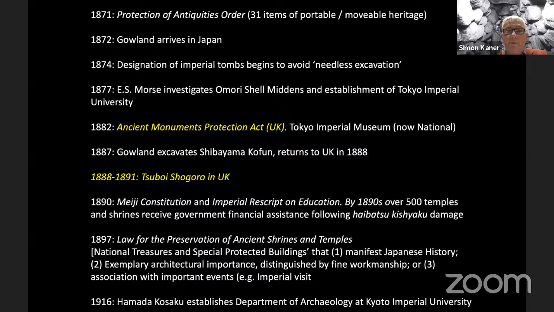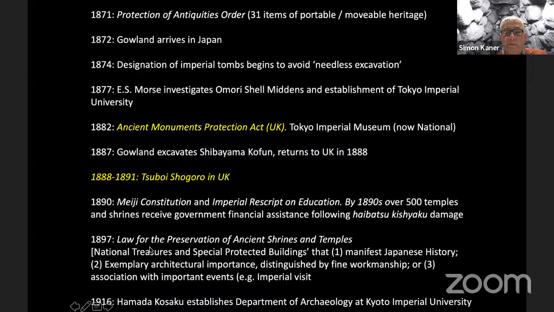1877 is when we see what is regarded as the first proper archaeological excavation in Japan. I'll come on to that. E.S. Morse investigating the Omori shell middens. And of course, in 1882, the same year the Tokyo Imperial Museum was established, in the UK, we have the Ancient Monuments Protection Act.